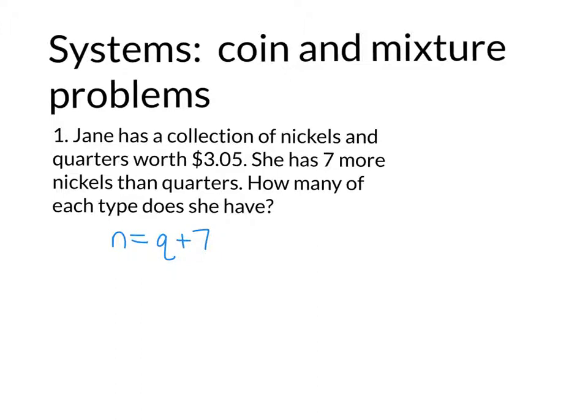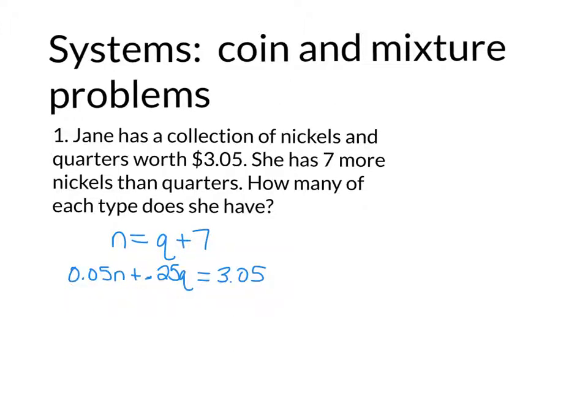So when you do coin problems, we have to take into consideration what the value of the coins are. We know that the value of all of these coins is $3.05. Well, how do you get there? We get there by taking the nickels, multiplying by 5 cents, and it's not 0.5, it's 0.05N, plus 25 cents, or 0.25Q, equals 3.05.